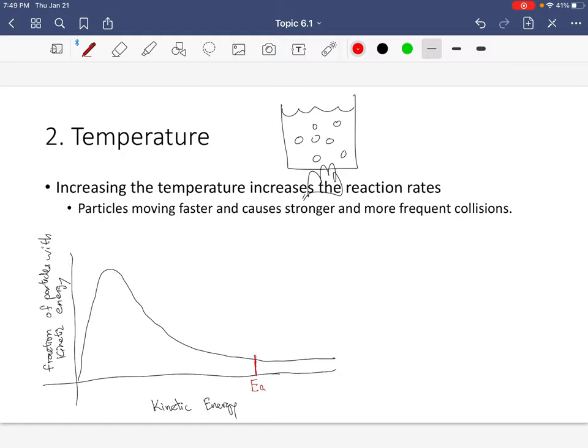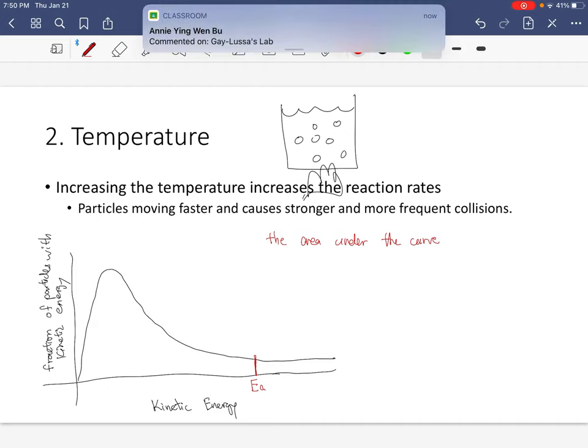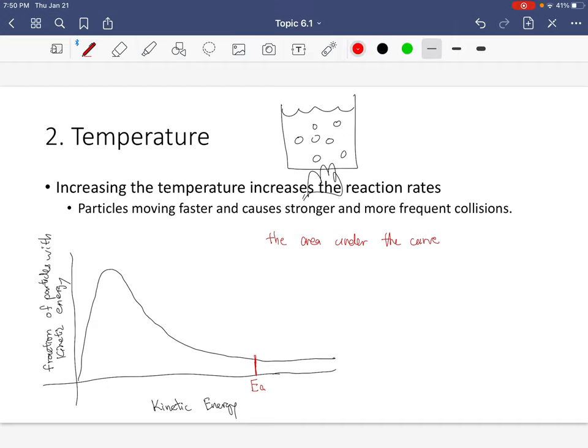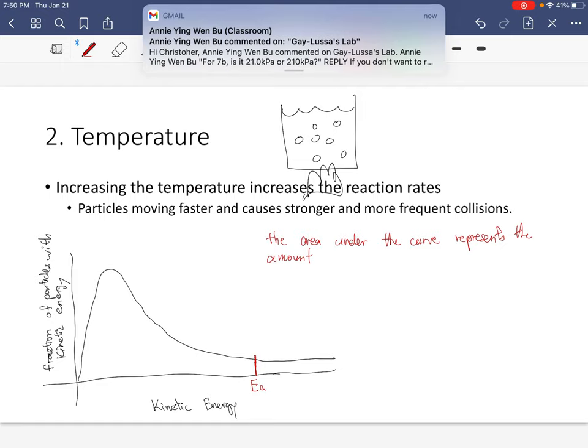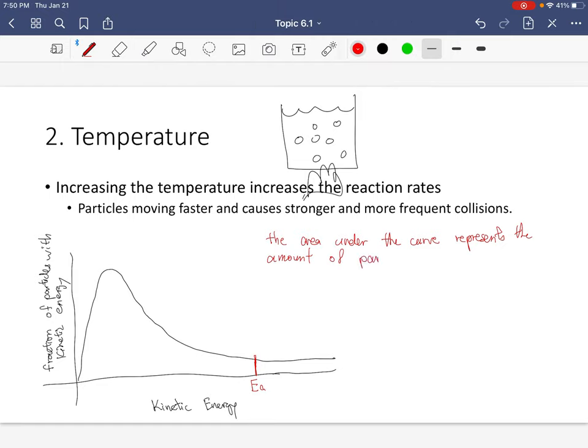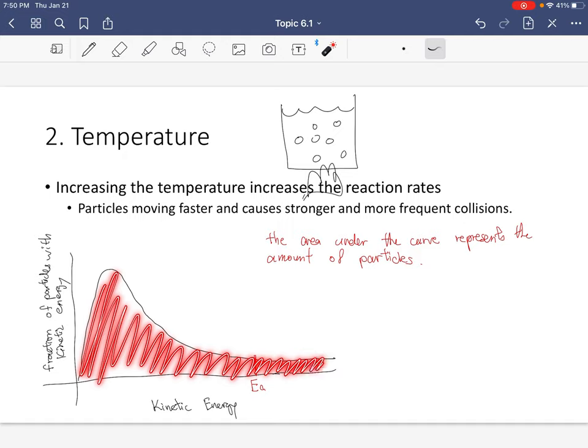Now, what's important about this Maxwell distribution diagram is that the area under the curve represents the amount of particles. Let's write that down. The area under the curve, calculus-like, represents the amount of particles. So this graph right here is representing this amount of particles.